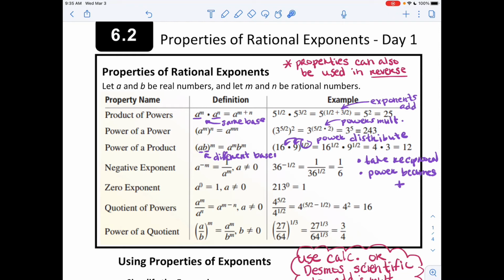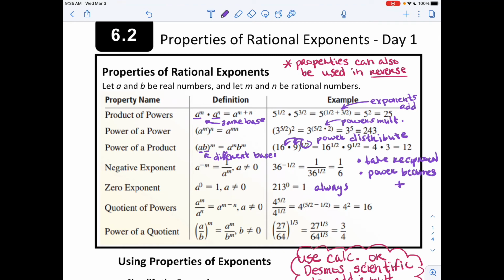The zero exponent rule says that if we have anything raised to the 0 power, then that thing is equal to 1. And the one little technical thing about it is that A can't be equal to 0. So that is the one little exception. So we can say that it is always equal to 1.